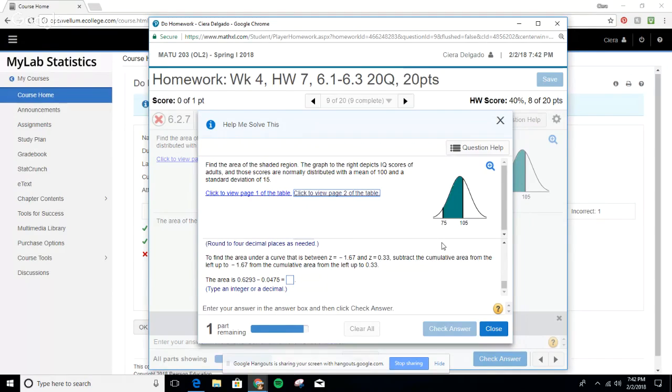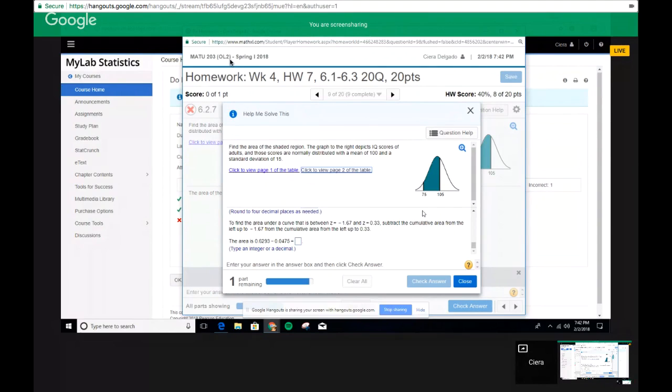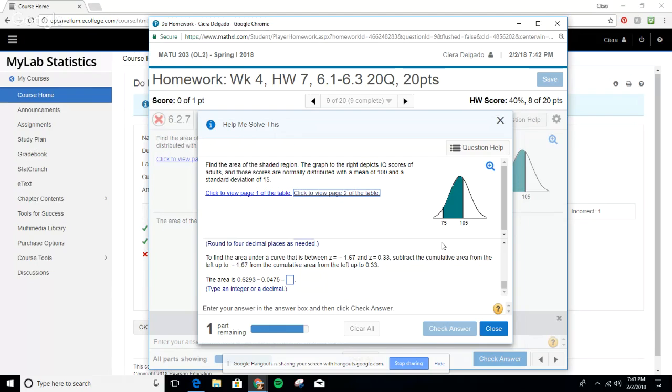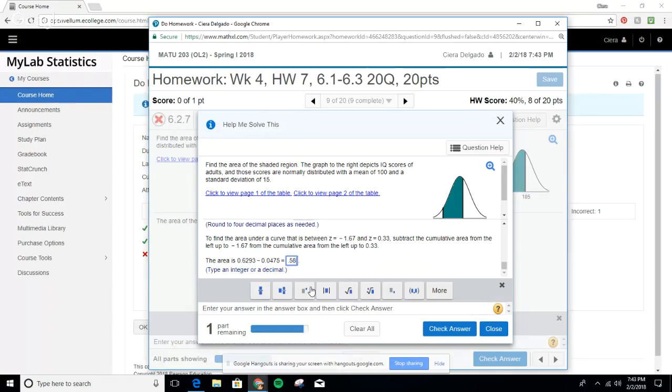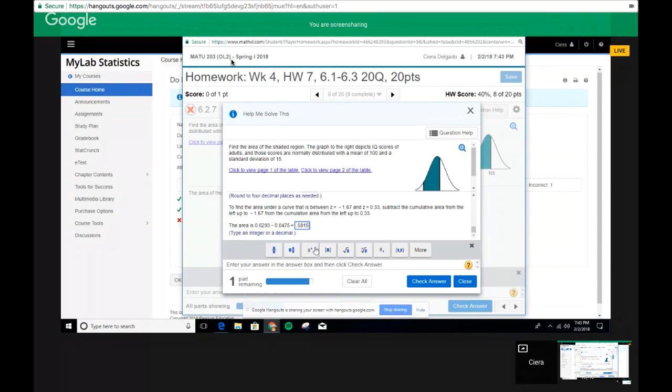So it's going to be a little bit less. Okay, so let's do the area. 0.6293 minus 0.0475. Okay, I have 0.5818. Let's put that in there, and then let's go check the answer.